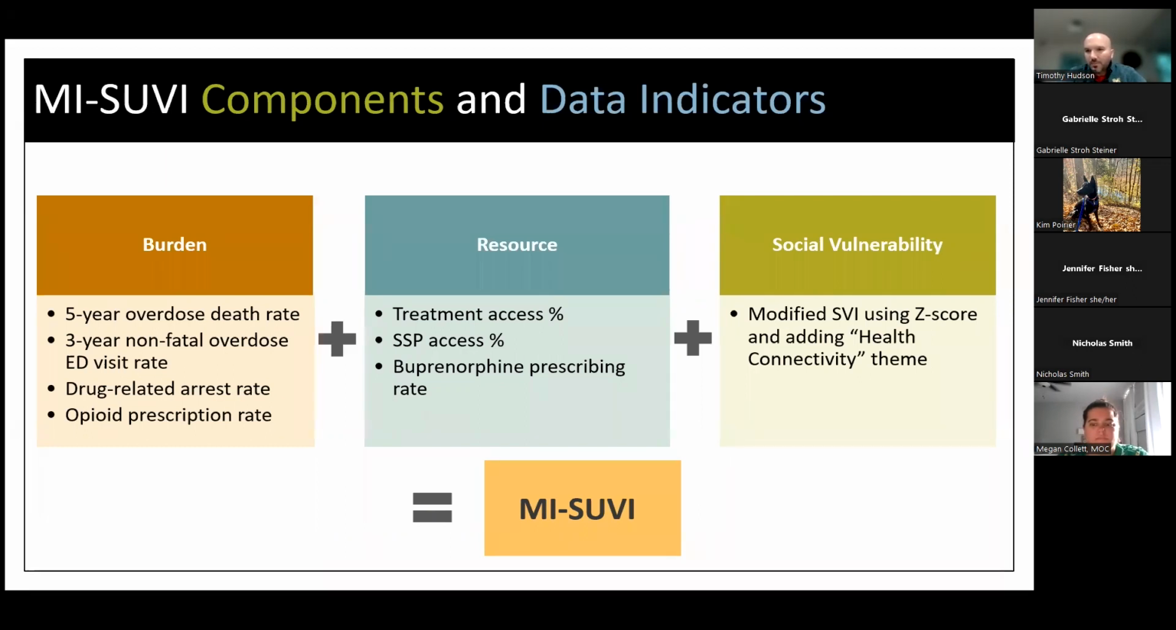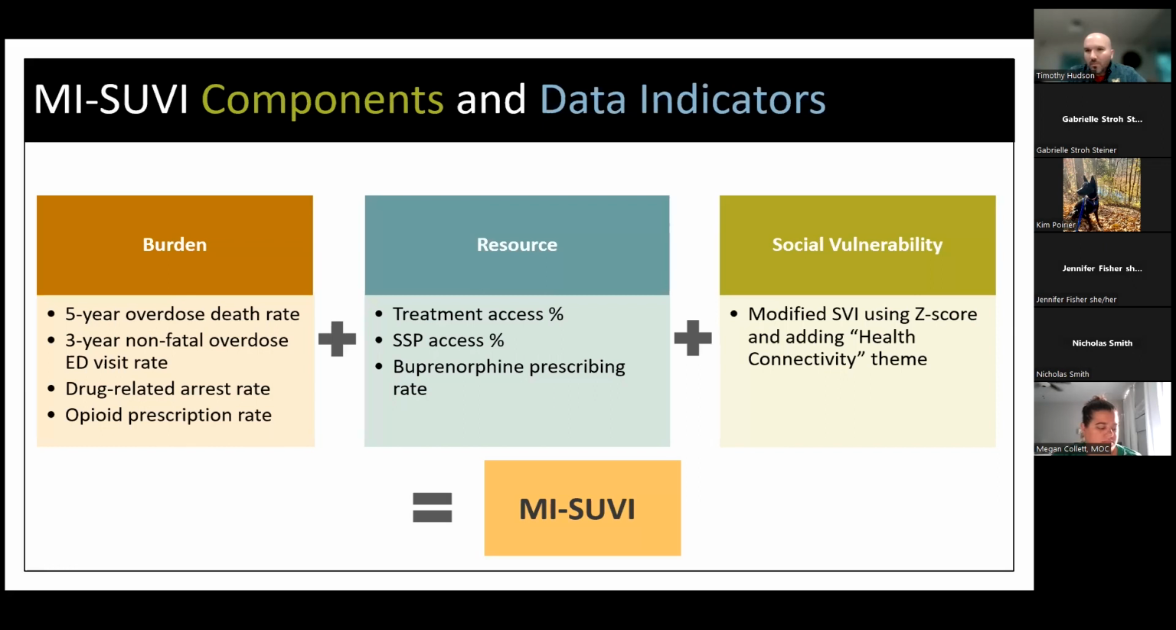Within the resources bucket, we looked at treatment and SSP access. The way that we looked at that at the county level is we looked at what percent of the population was within a 30-minute drive to an SUD treatment center, and then what percent of the population was within a 15-minute drive to an SSP. So how accessible is SUD treatment and harm reduction services in terms of drivability? And then we also looked within the resource bucket at the buprenorphine prescribing rate.